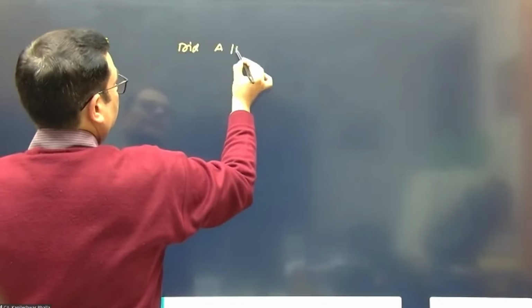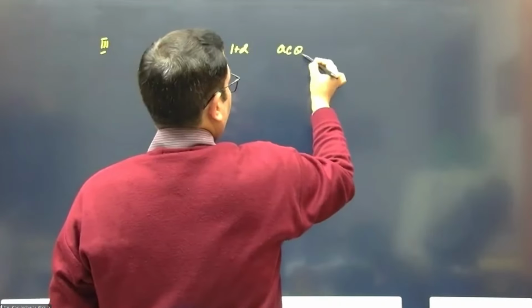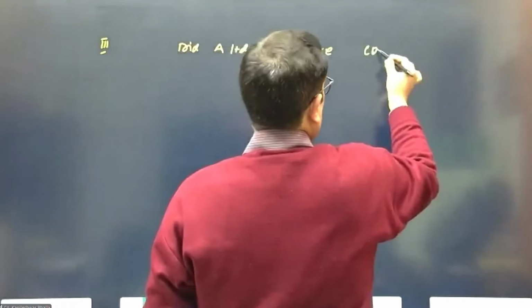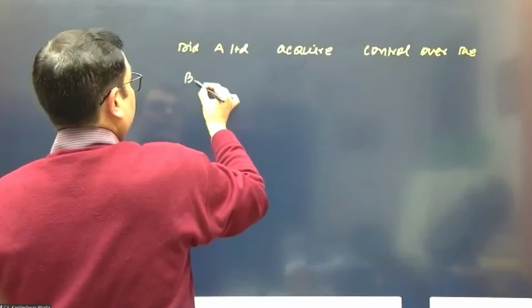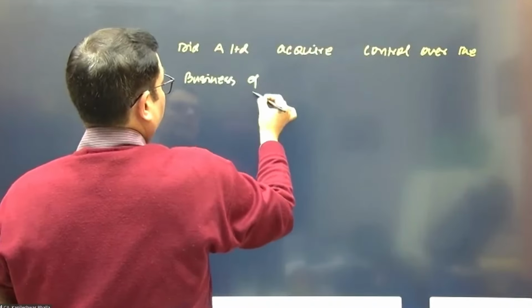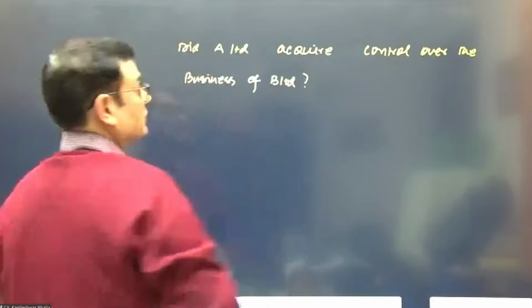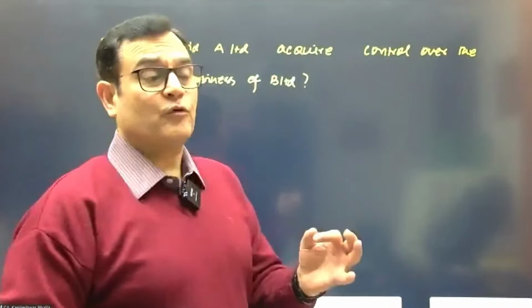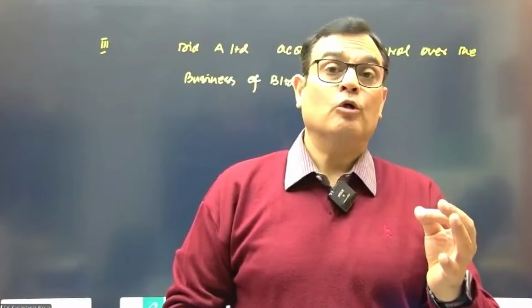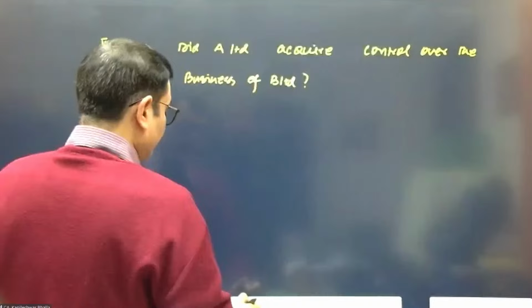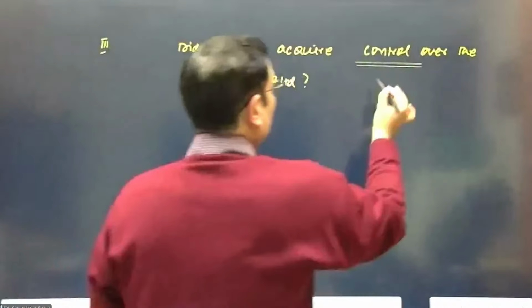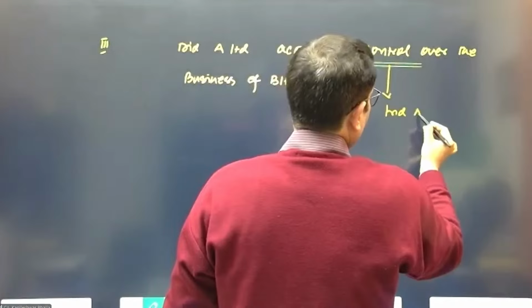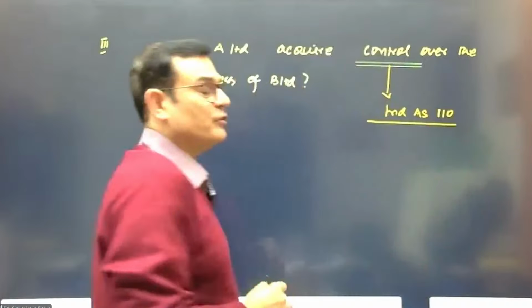So in this particular case, we need to see, did A Limited acquire control over the business of B? So you acquired a group of assets which you call a business. Then the next focus is to see whether A Limited got control over the business of B Limited or not. Now here the focus is on the word control. And control is based on Ind AS 110. So you make your assessment on the basis of Ind AS 110.